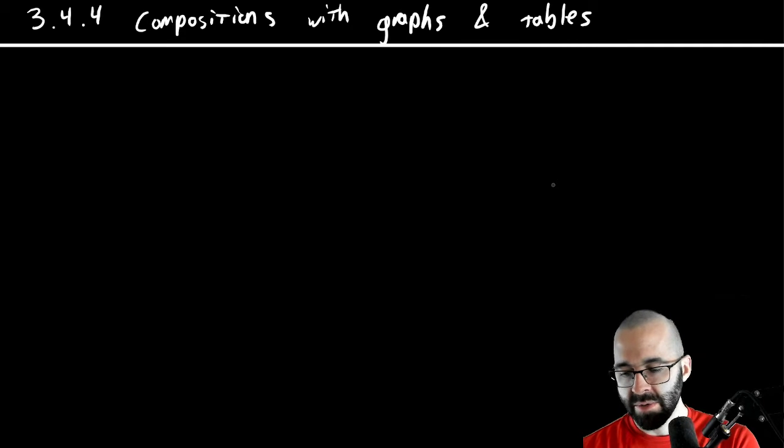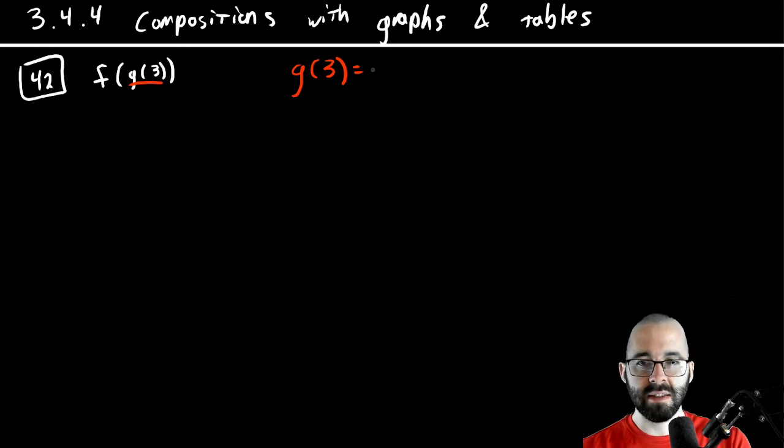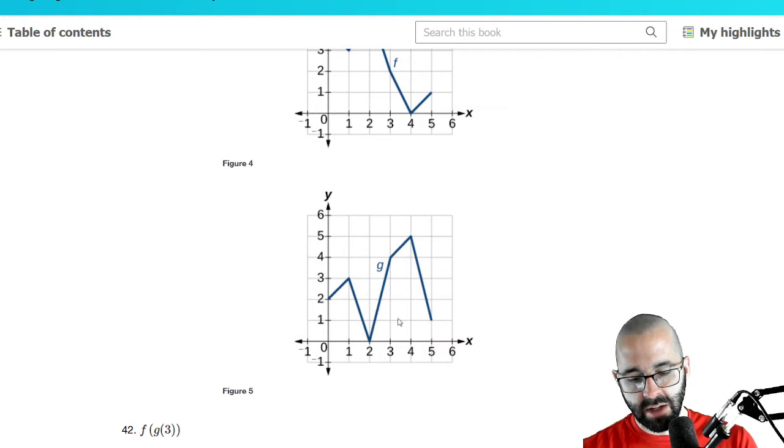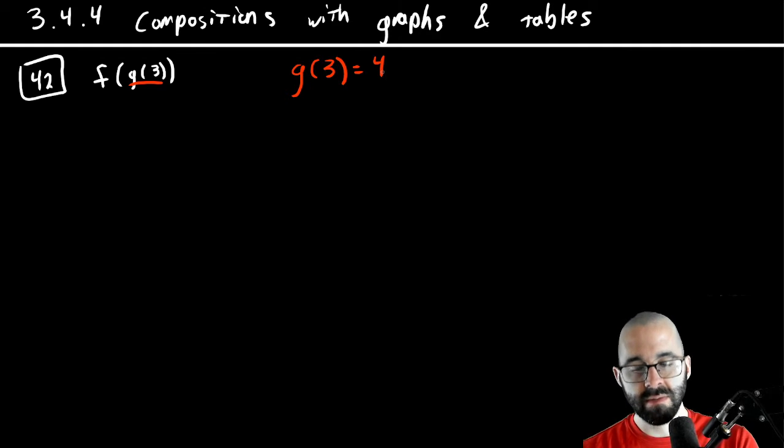Okay, so 42 on the homework wants you to find f of g of 3. So just like before, we start by evaluating the inside. What is g of 3? Well, we look at g. G of 3 is what is the y value when the x value is 3. So find the x value of 3. And then what's the y value? This is a y value of 4. So g of 3 equals 4.